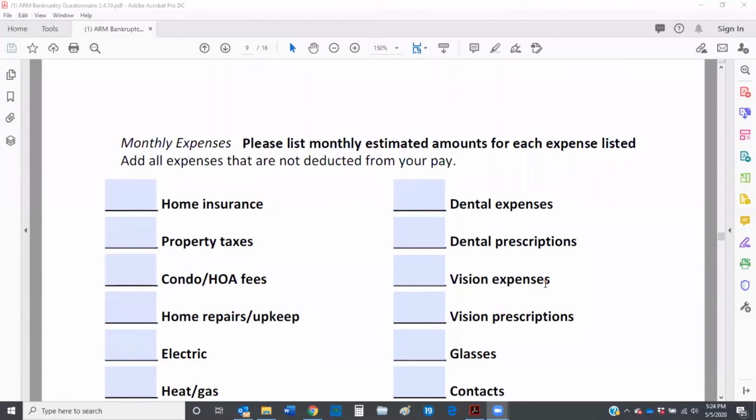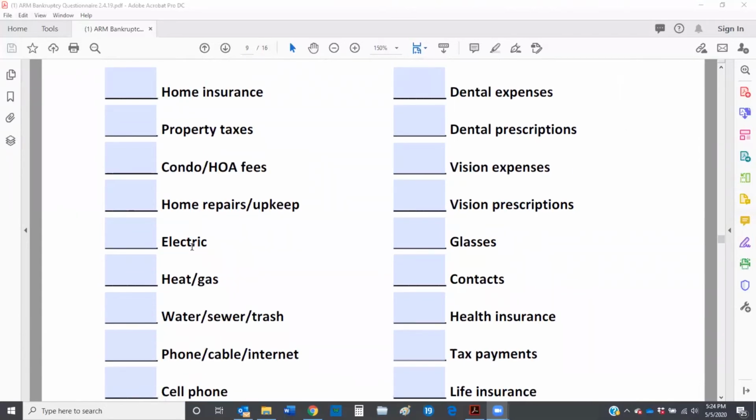Monthly expenses is next. You'll see there's a note: please list monthly estimated amounts for each expense listed. You've already talked about your mortgage payment and or your rent further up. Here we're going to go through the rest of your utilities and expenses. A lot of times people will say, well, my electric is higher in the summer because my air conditioning is on, and my heat is higher in the winter because my heat is on.